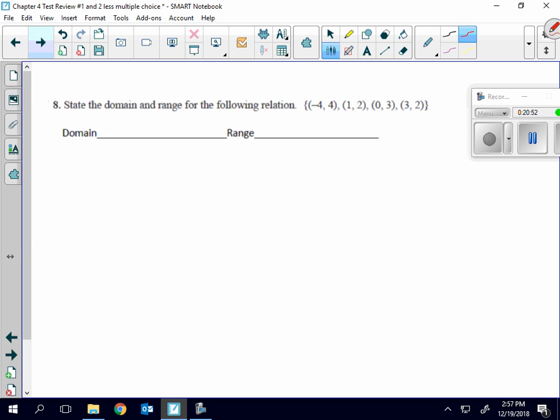State the domain and range for the following. Domain is all the x's in numerical order. So starting with -4, then we have a 0, 1, and 3. And the range is everything else in numerical order. I have 2 2's. I only have to write them once. 2, 3, and 4.